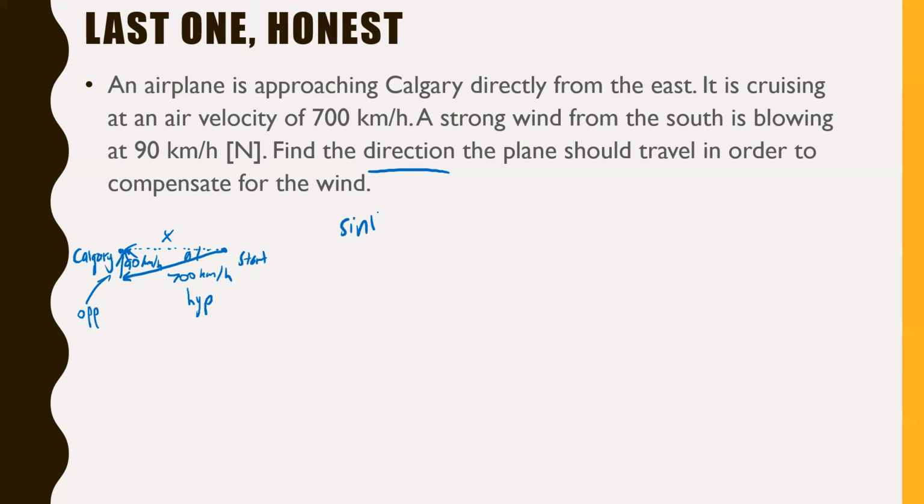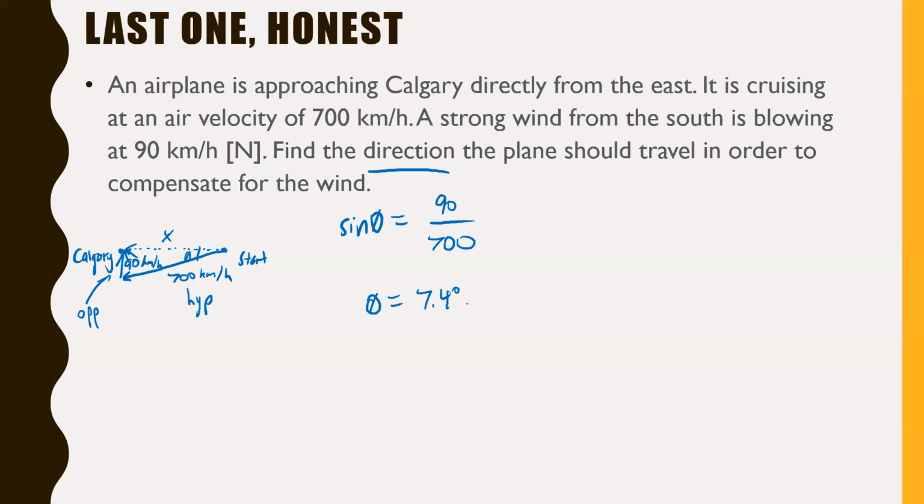So we'll say sine of our angle is equal to our opposite, which is 90, over our hypotenuse, which is 700. To find that angle, we just have to use inverse sine. So inverse sine of 90 divided by 700. This gives us theta equals, to 2 sig digs, 7.4 degrees. Now let's be careful.